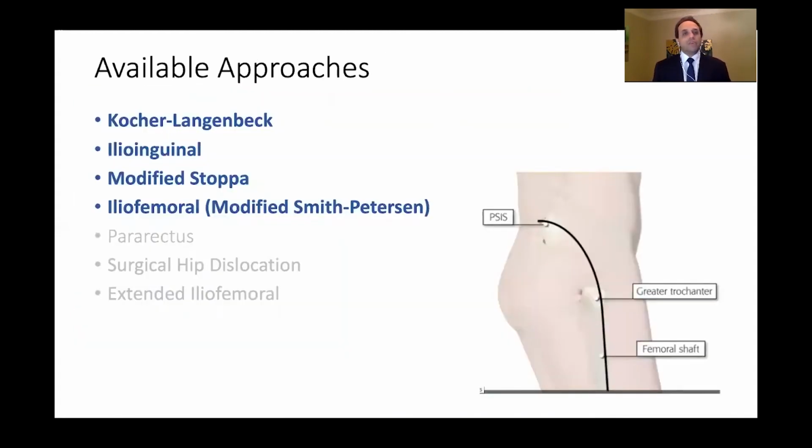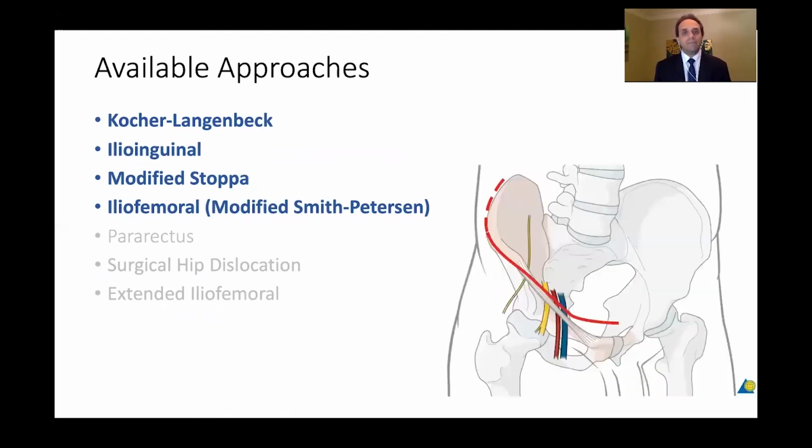How to fix it? We need approaches. We have many approaches available: the Kocher-Langenbeck, the ilioinguinal approach. We have also the modified Stoppa approach and the iliofemoral, and I will describe these four. We have other approaches that are not commonly used, like the pararectus, the surgical hip dislocation, and the extended iliofemoral approach.